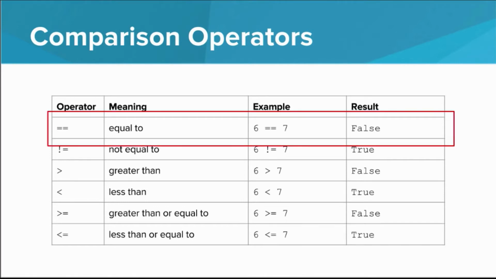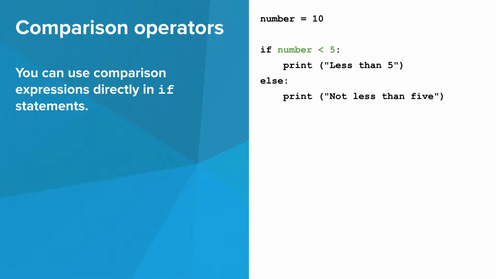I want you to pay particular attention to the equal to operator. Notice that this uses two equals signs right next to each other. This is not the same as a single equals sign, which is used in an assignment statement. Single equals is for creating or changing a variable, whereas double equals is used for checking if two things are equal to each other. You're probably going to mix these two up at some point, and don't worry, I've done it too. As we saw with Yelena's high jump attempt, you can use comparison expressions directly in an if statement.